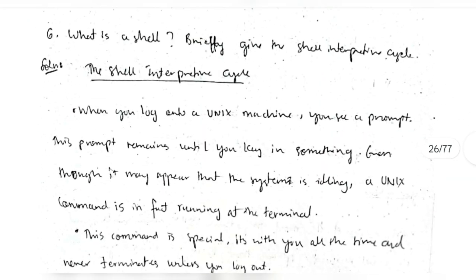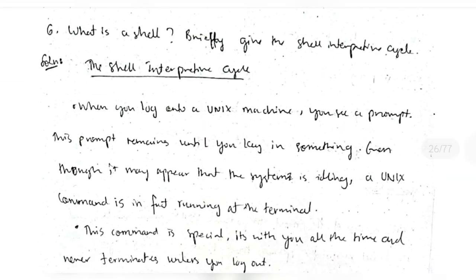And the next question is: what is a shell? Briefly give the shell interpretive cycle. Basically, what is a shell? Shell is an interface where we write the shell scripts, and that runs on top of the Unix operating system.